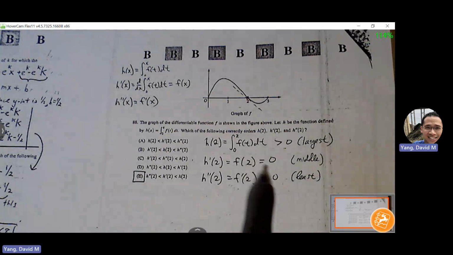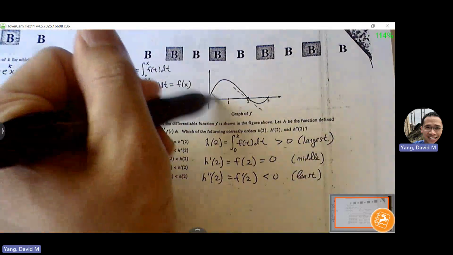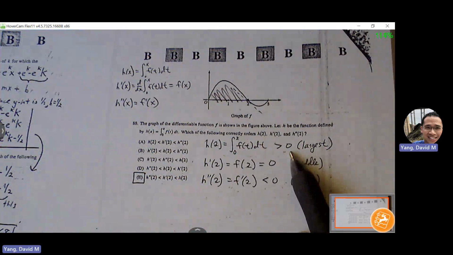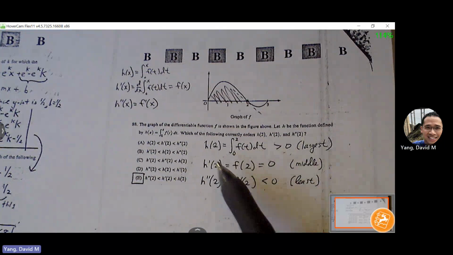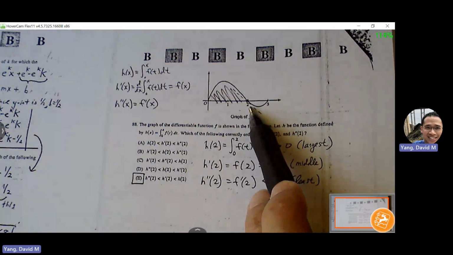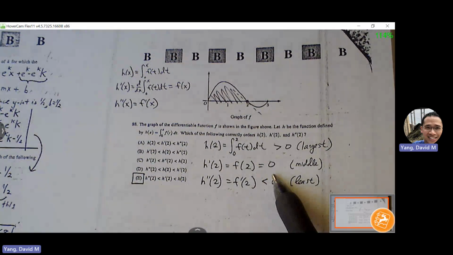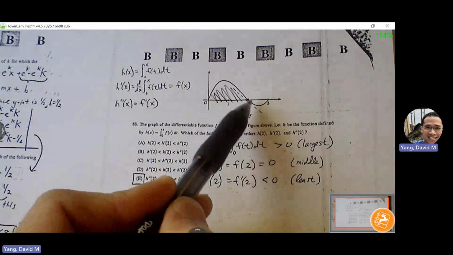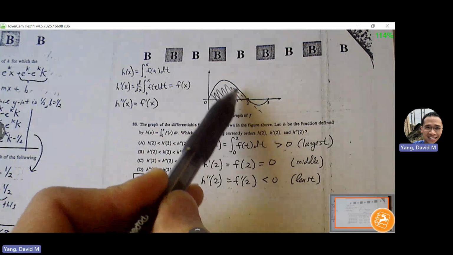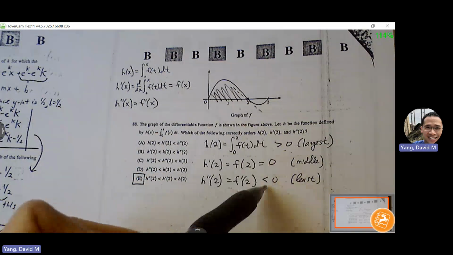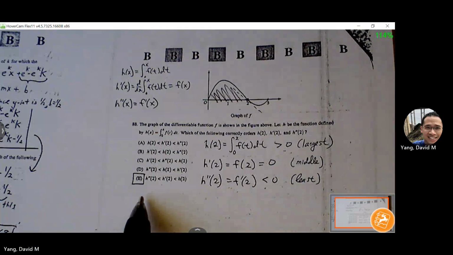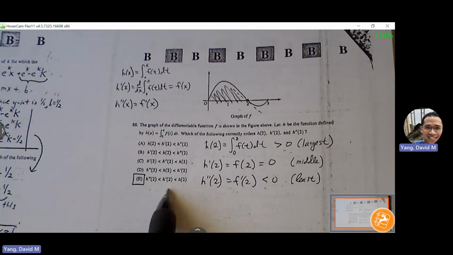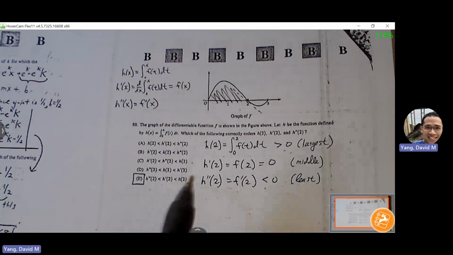So for h of 2, from 0 to 2, we can tell that this region is definitely giving us a positive value. So we know it's going to be probably the largest. h prime of 2 is f of 2. f of 2 is the ordered pair, y value is 0. h double prime is f prime of 2. We see the slope of this graph is definitely negative. So largest, middle, least. Put it in order from least to greatest. h double prime is least, h prime is the middle value, and largest is h of 2.